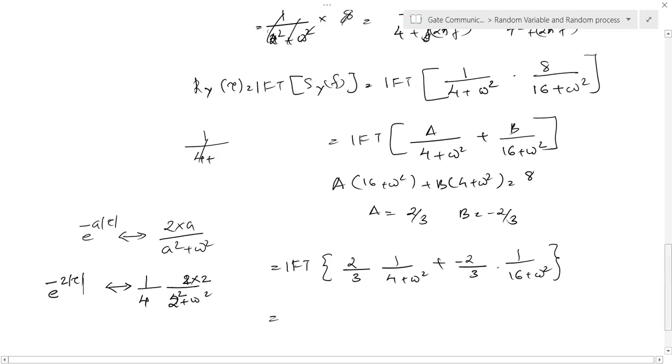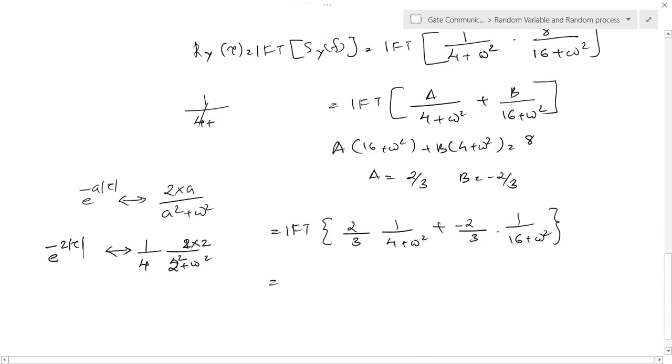Similarly, the other term is 1 by 16 plus omega square. If you consider this as 1 by 4 square plus omega square, to write it as e raised to minus a modulus of tau, you need a term 2a in the numerator. So you can write 2 into 4, that is 1 by 8. We'll multiply with 8 in the numerator and denominator. Then you can write it as e raised to minus 4 modulus of tau. So the inverse Fourier transform will be like this.